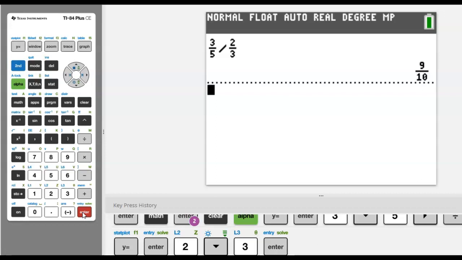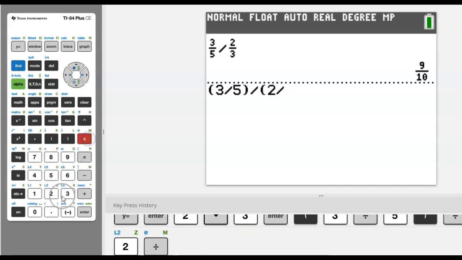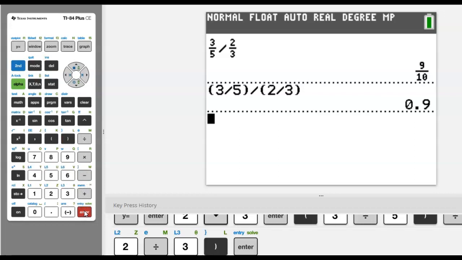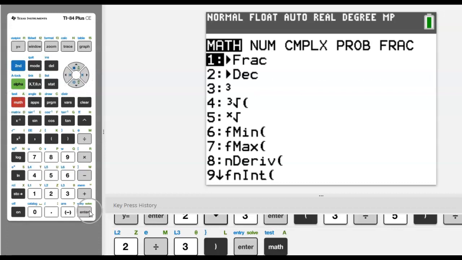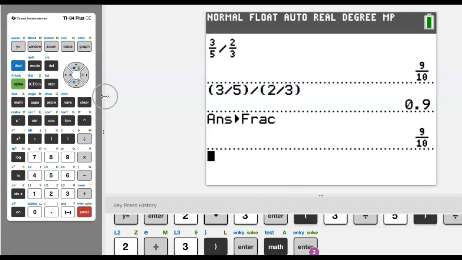If you don't have the graphing calculator and you have an ordinary one, use the parentheses. So you go to the bracket here, and you have 3/5, close it, divided by bracket or parentheses, 2 divided by 3, close it, enter. Now you want to convert it to a fraction, you go to Math, option 1, enter, and it gives you back the same answer. All right, I hope it helps, and I will see you in the next video.